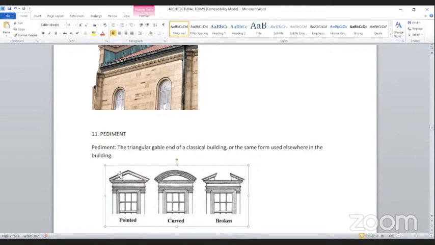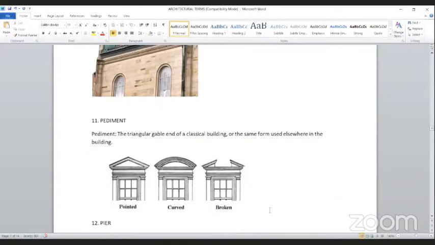If the roof is not a hip roof but a gable roof, the triangular piece that you can see at the end of a classical building. Usually these pediments were made in classical buildings. In modern architecture, you don't see these much, not that they won't use it anywhere. Now the definition is this: pediment is a triangular pediment. Types of pediment: a curved pediment, then a broken pediment, which is not complete. That's it.